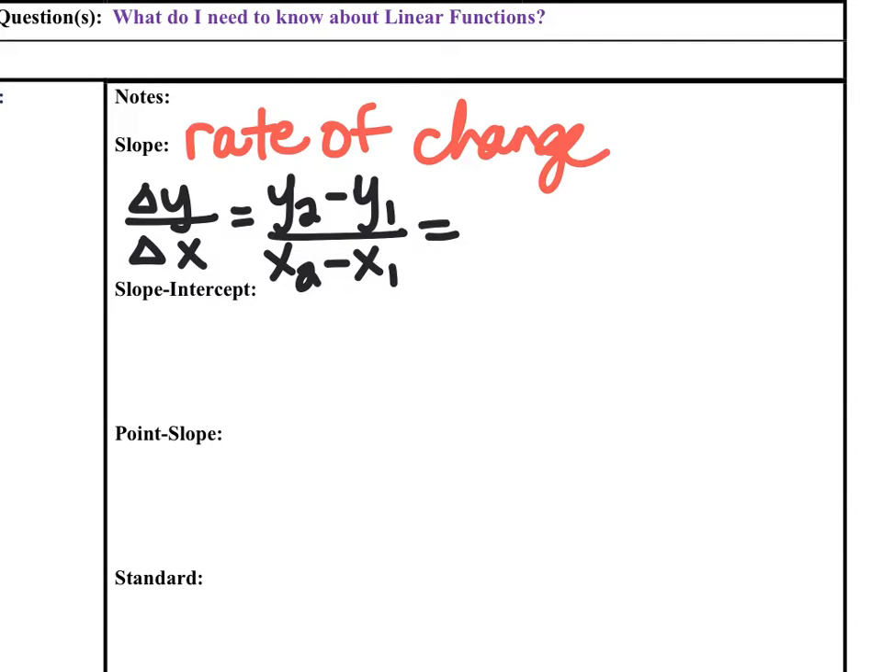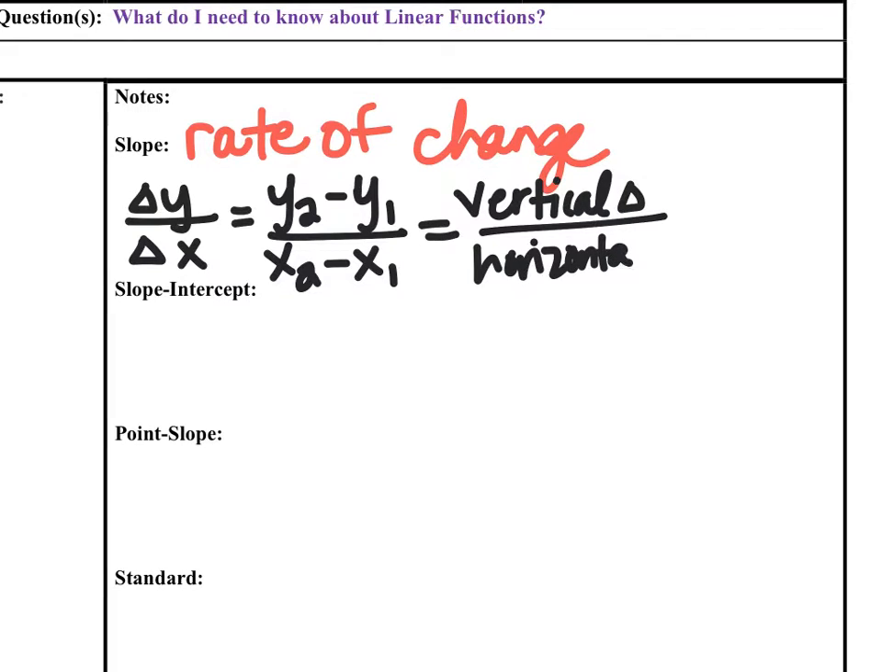On a graph, this would be the vertical change over the horizontal change, which we call the rise over the run.